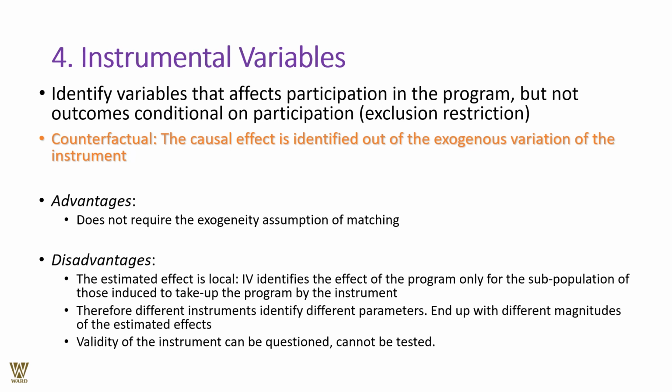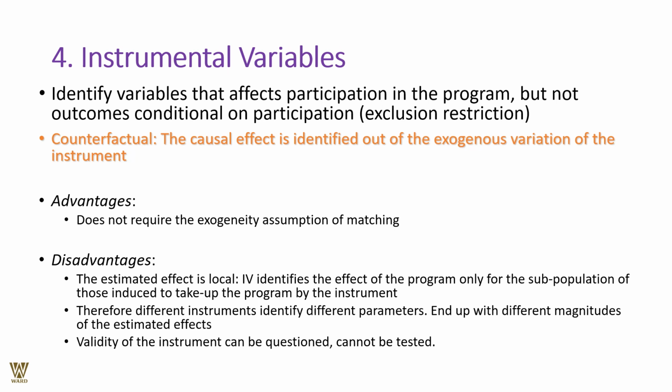Instrumental variables are identifiable variables that affect participation in the program, but not the outcomes. Let's say, conditional on participation, the exclusion restriction. The counterfactual, the causal effect is identified out of exogenous variables of the instrument. Advantages: it does not require the exogeneity assumptions of matching. Disadvantages: the estimated effect is local.